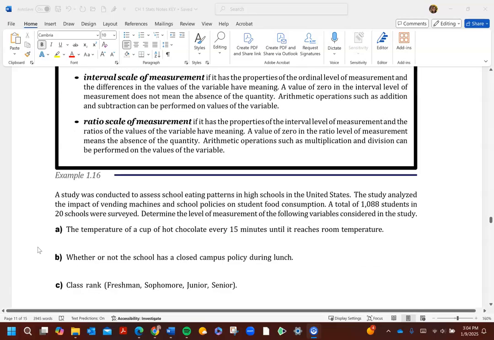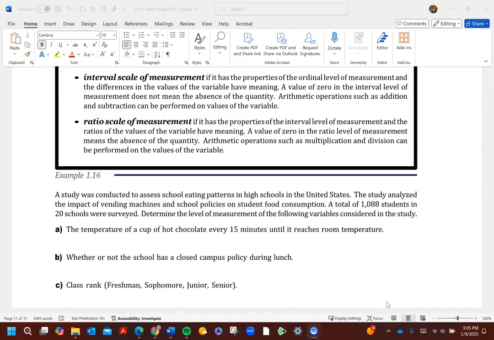So we're going to look at example 1.16. A study was conducted to assess school eating patterns in high schools in the United States. The study analyzed the impact of vending machines and school policies on student food consumption. A total of 1,088 students in 20 schools were surveyed. Determine the level of measurement of the following variables considered in this study.